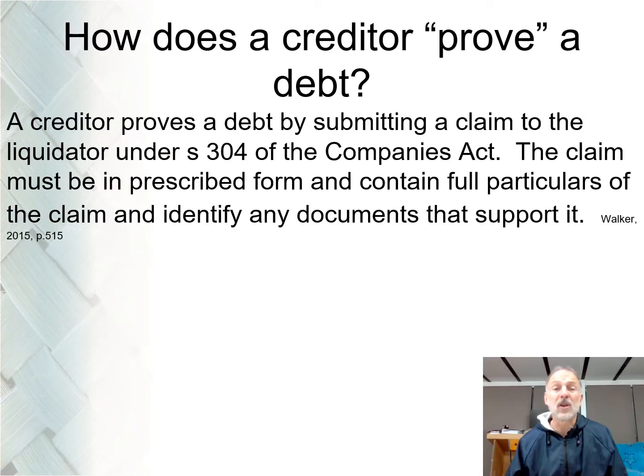Some of you might wonder, how will a creditor prove a debt? A creditor simply proves a debt by submitting a claim to the liquidator under Section 304 of the Companies Act, and the claim must be in the prescribed form and contain full particulars of the claim and identify any documents that support it.